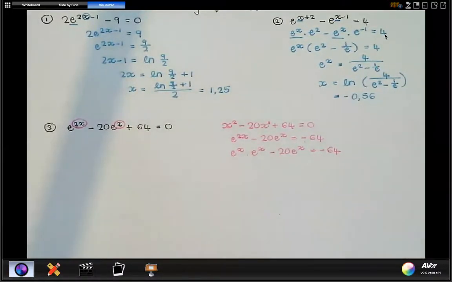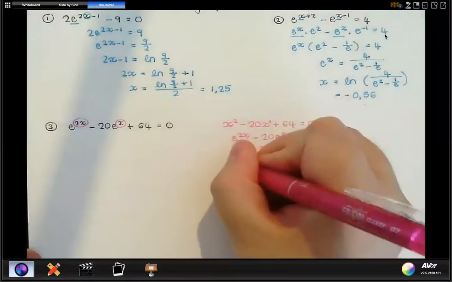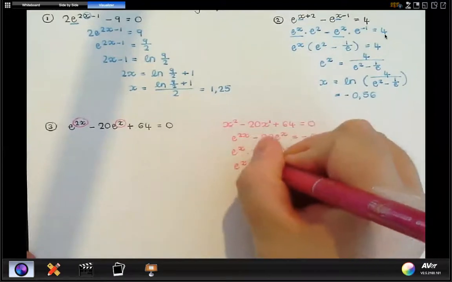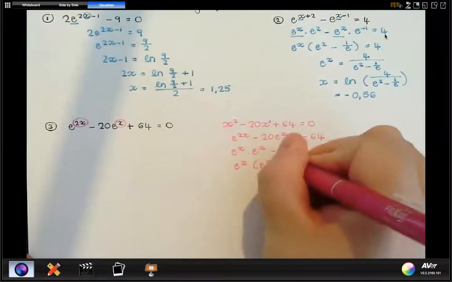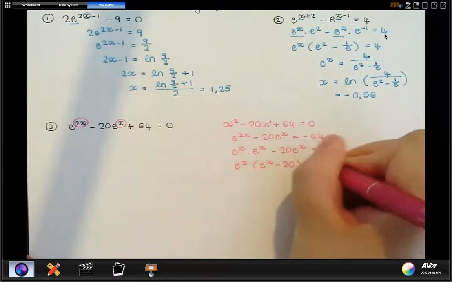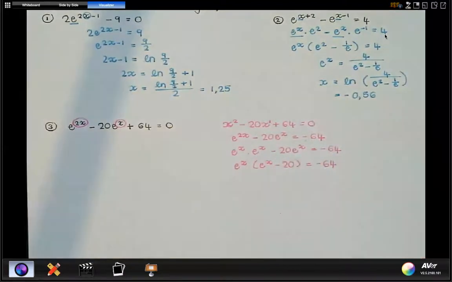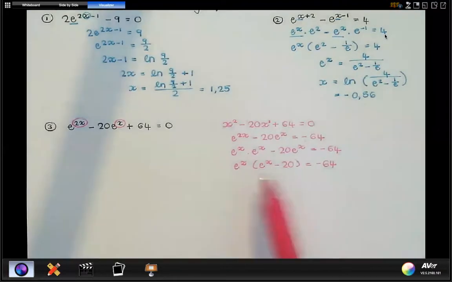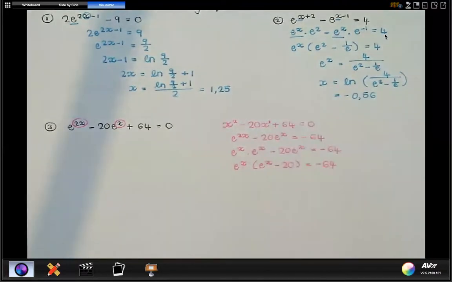Now, what are you going to try and do now? Now you're going to try and take out e to the x as a common factor. So you'll say e to the x, and then from here you're left with e to the x minus 20 is equal to negative 64. Now, what would you do from here? I'm hoping none of you guys will try and do this, but are you going to say e to the x is negative 64 and this bracket is equal to negative 64? No, you cannot do that.